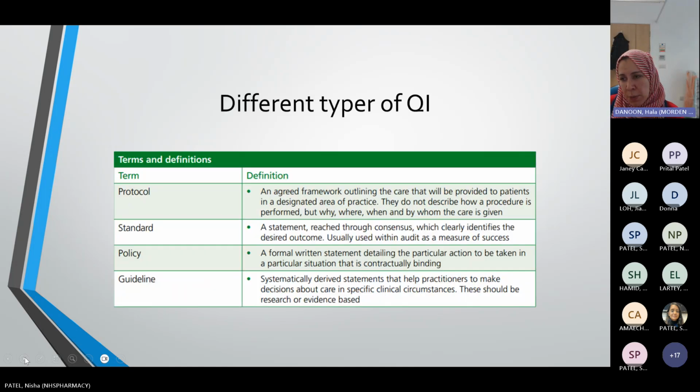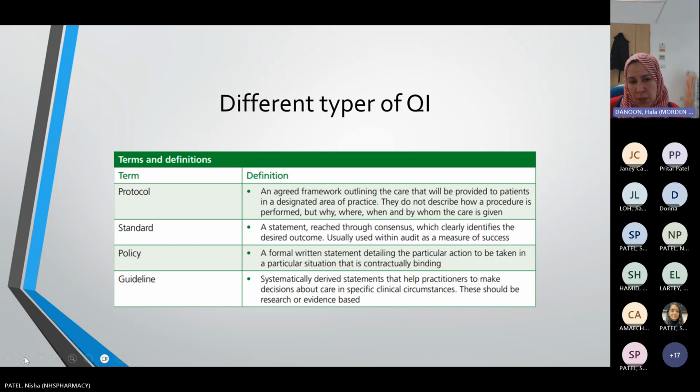So there are different types of written quality improvement pieces that we need to understand the difference between. The first one is a protocol. And what we mean by a protocol is an agreed framework outlining the care that we provide to our patients in a specific area of the practice. As I said, whether that's operational, whether that's prescribing, whether that's a service. They do not describe how a procedure is performed, but why, where, when, and by whom the care is given.